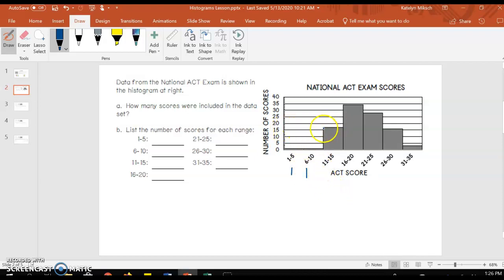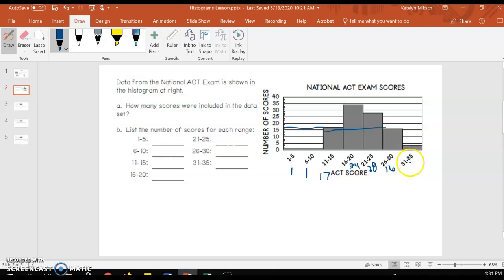Now, some histograms are really nice and they have these little lines going all the way across. This one doesn't. So if you're working online, it's kind of hard. Okay, and then we're looking at the number of students with a score ranging from 21 to 25. It looks like it's about 2 below 30, so that would be 28. Next range, 26 to 30, is slightly above the line. The line is for 15, so we're going to say 16.